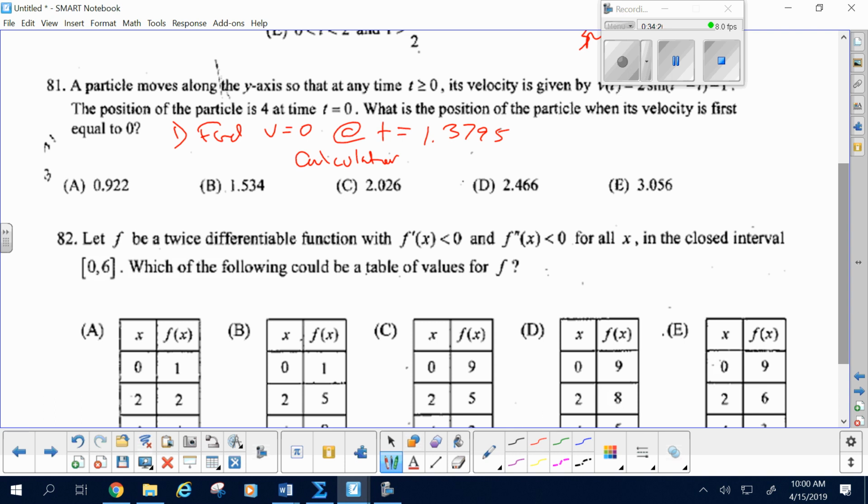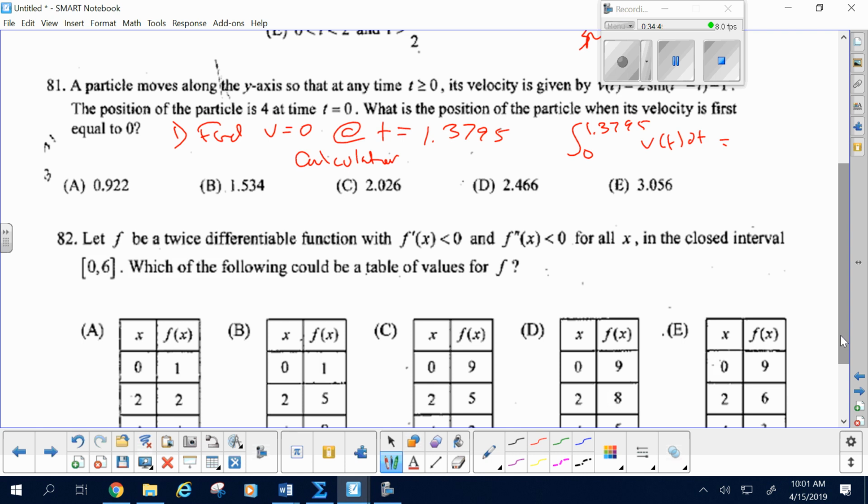Tell me this. If I go from 0 to 1.3795 of v, this goes to something I said earlier. Does that give me the position at 1.3795? No. What is an antiderivative or integral representative? Change. It's the change. It's not the position. It's the change.